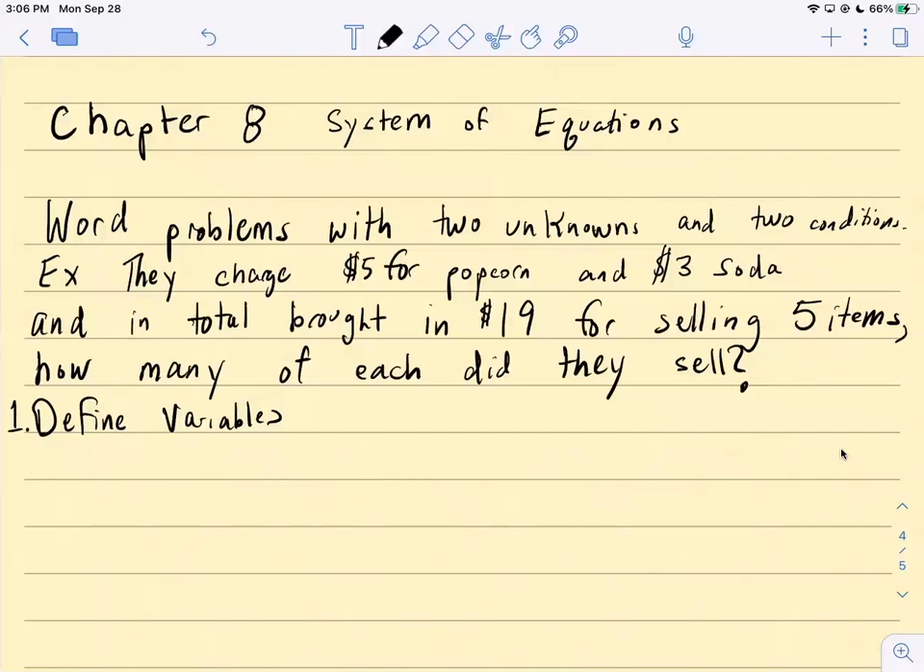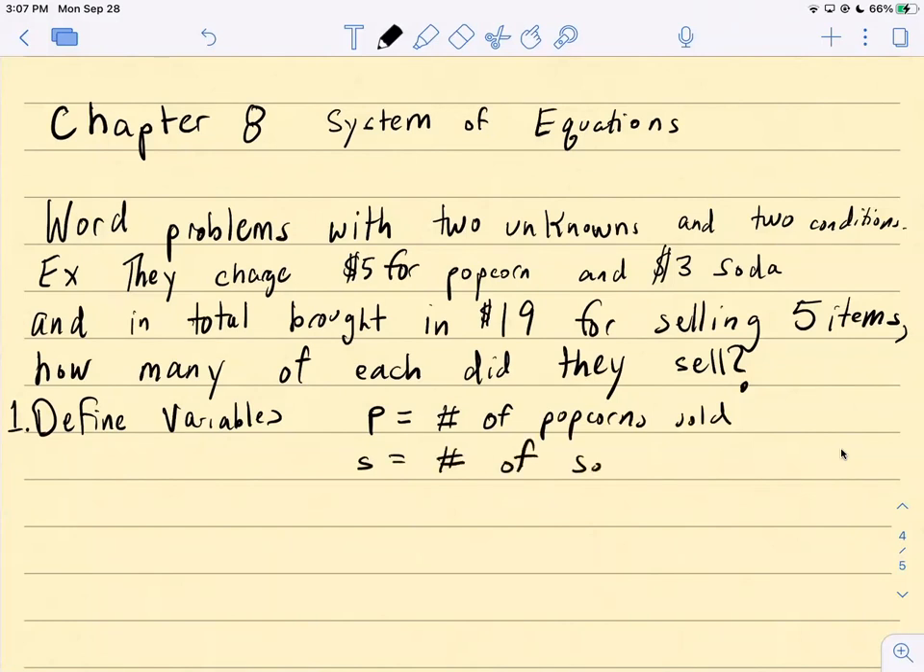Excellent. So P could be the number of popcorns bought. And this is really important. A lot of times students will just write P equals 5 because they see popcorn sells for $5. But that's actually known. We know the cost of popcorn. So define your variables. P is the number of popcorn sold. And S could be the number of sodas sold.